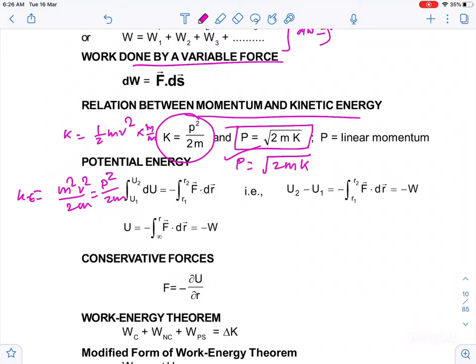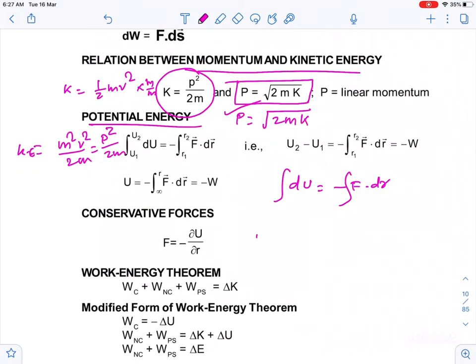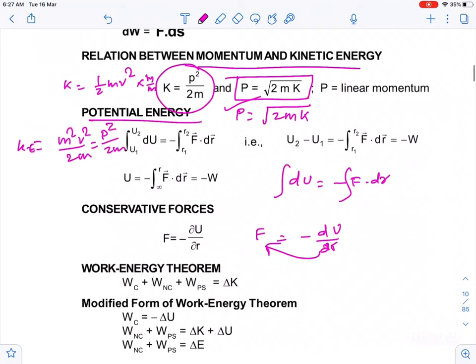So potential energy, actually you should write that this expression is valid for conservative forces. When forces are conservative, you can write dU is equal to minus F dot dr. If you integrate with proper limits, you can calculate the potential energy. So from this expression you can write F is equal to minus dU by dr. So taking dU by dr, you can calculate the value of x.